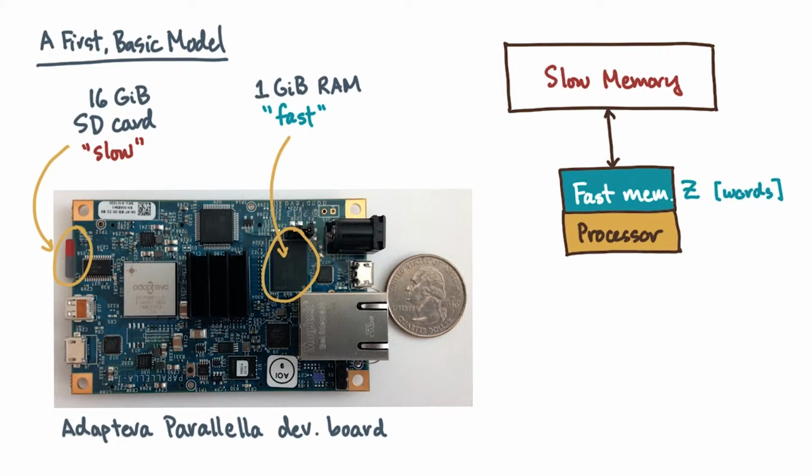The Parallella has a slow, non-volatile SD card which acts as a disk. It also has a smaller amount of main memory. Pulling data out of main memory is a lot faster than pulling it off the SD card.